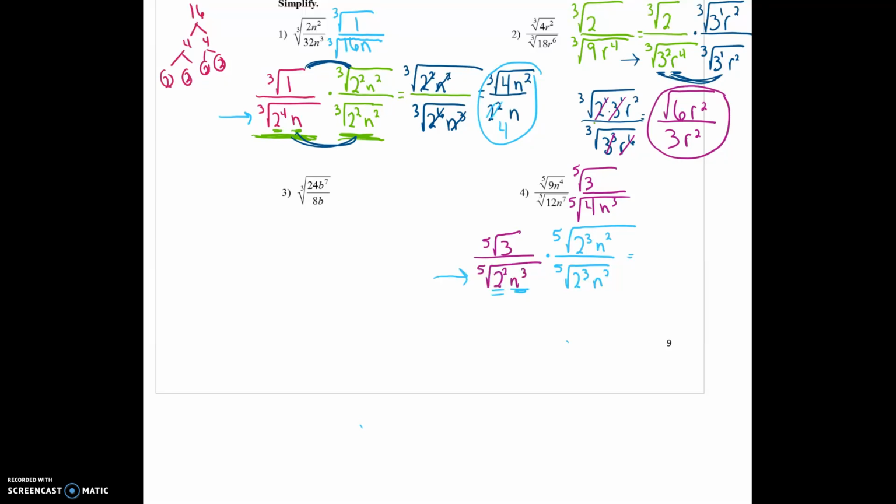And now I'm going to combine. I'm going to clean up my denominator. So instead of having 2 5th roots, I'll have 1 5th root, and the 2's can combine into 2 to the 5th, and the n's can combine into n to the 5th. And I'll do the same for the numerator, but nothing can combine, so I'm just going to rewrite it. I have a 3, I have a 2 cubed, and n squared, and now I'm ready to take out all of the perfect stuff. So in the denominator, this is perfect, it's 2, this is perfect, it's n. The 3 is not perfect, it's stuck in there.